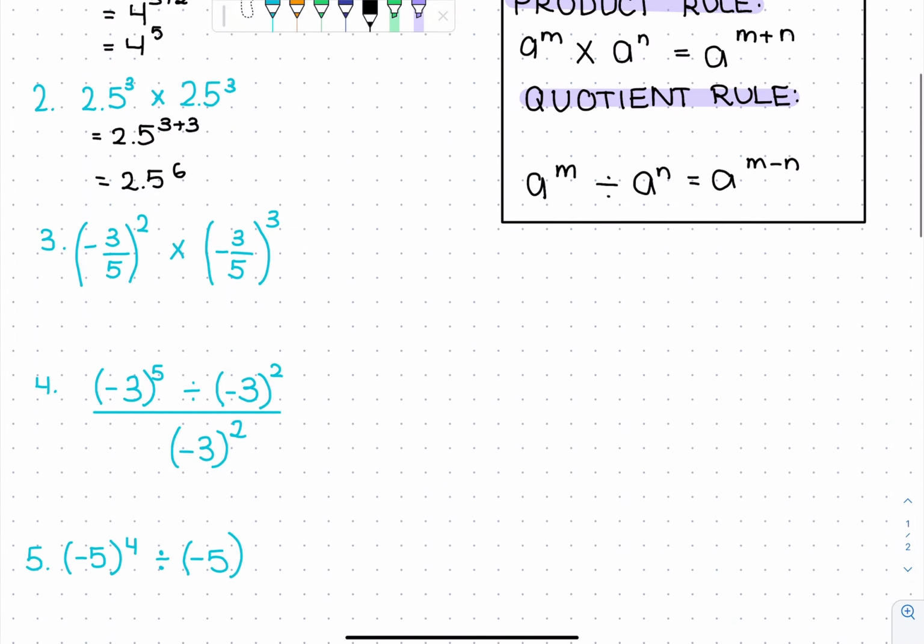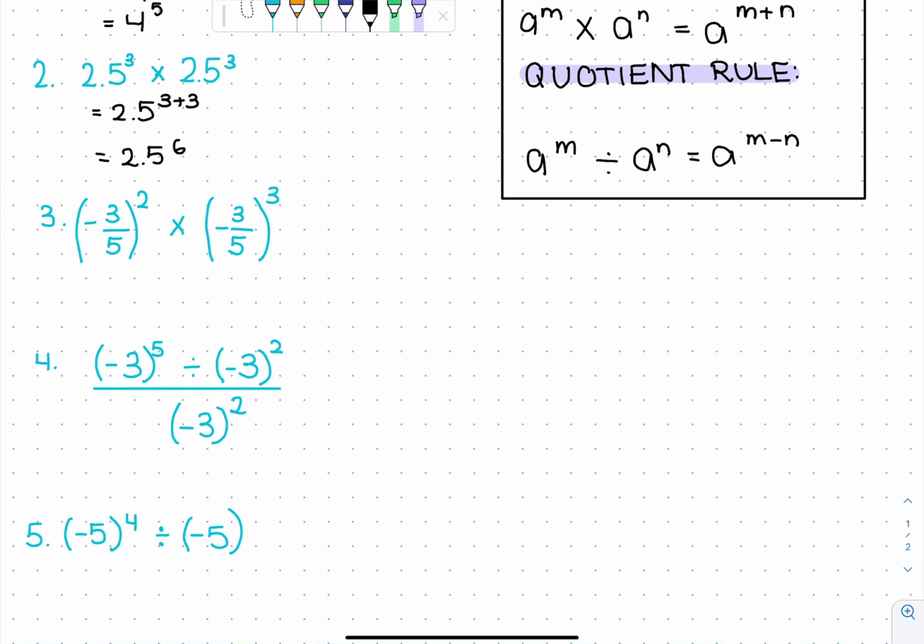Okay, so next, if we take a look at number 3, what we need to first check is if the bases are the same. So we have negative 3 over 5, we have negative 3 over 5, and they're actually both negative. So the bases are the same, so we're allowed to then add the exponents. So we have negative 3 over 5, 2 plus 3, and that will give us negative 3 over 5 to the power of 5. And that will be our final answer.